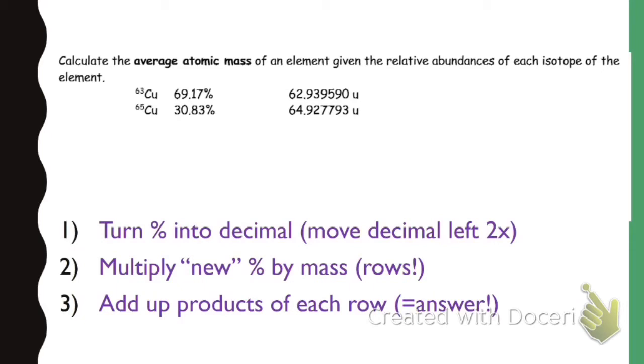So if we go through that process with this first one, my first step is to move my decimal. So I'm going to put that here, moving twice on each of my percents. And then I'm going to multiply this first percent by the mass that it goes with.